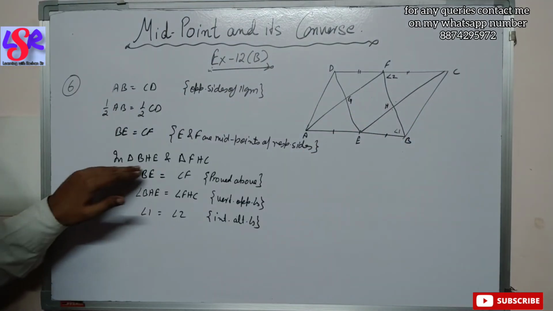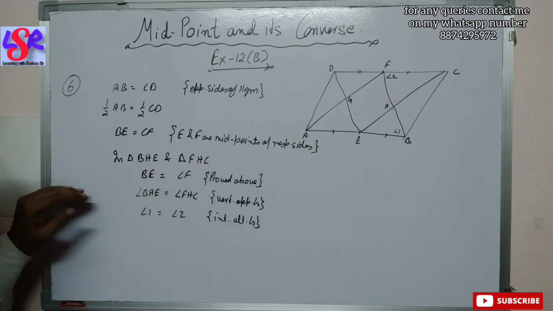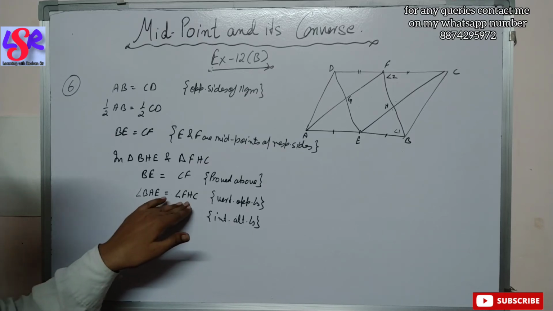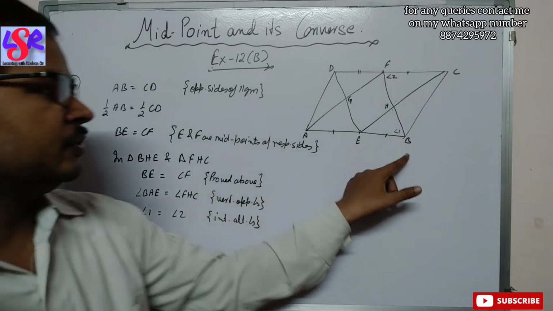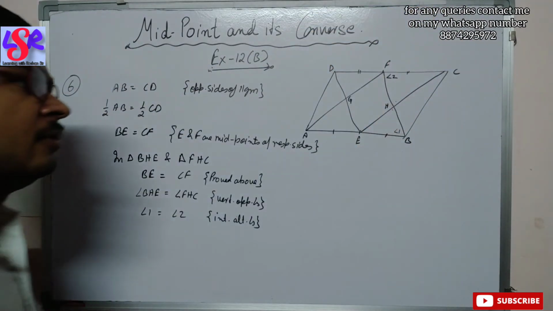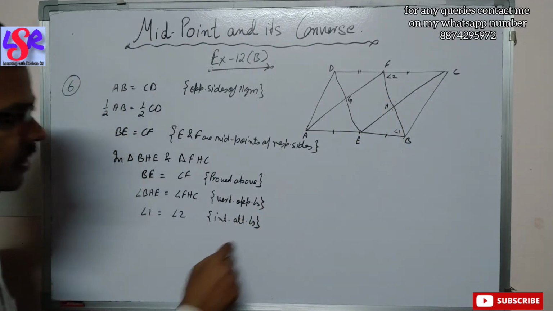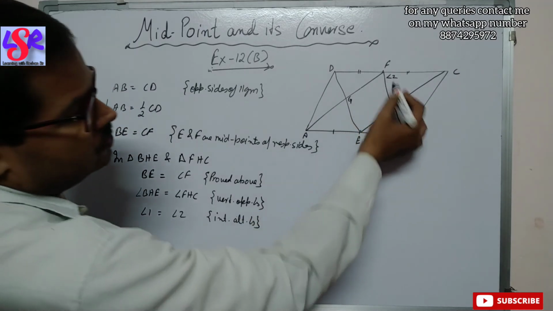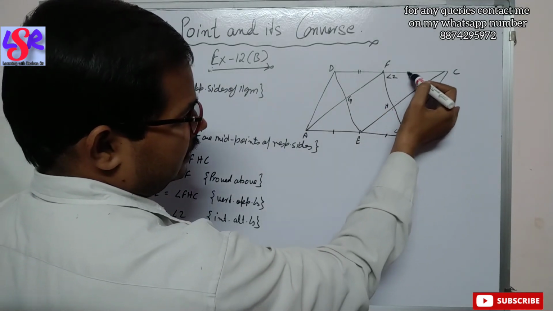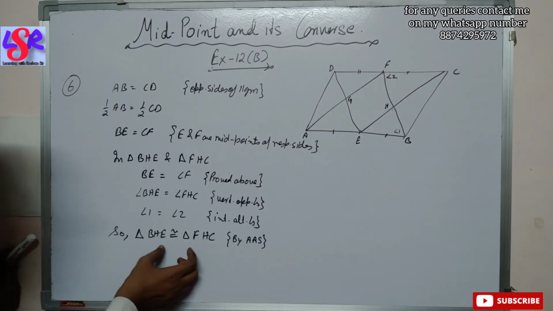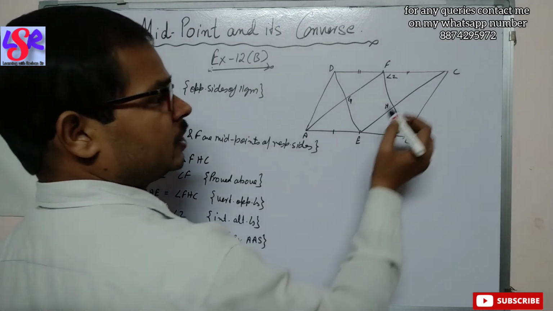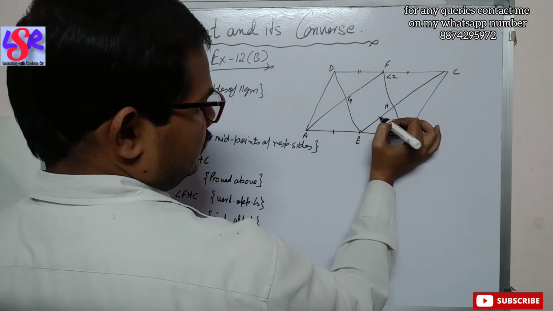Now here in triangle BHE and triangle FHC, we have got BE equals to CF. We have just proved over here. Then angle BHE equals to angle FHC because they both are vertically opposite angles. अब फिर ये एंगल इस एंगल के बराबर होगा as interior alternate angles. Now इन दोनों triangles को congruent prove करने के लिए we have used this angle and this side. So it is AAS. So triangle BHE is congruent to triangle FHC by AAS congruency criteria. Now we can prove this side equals to this one as CPCT.